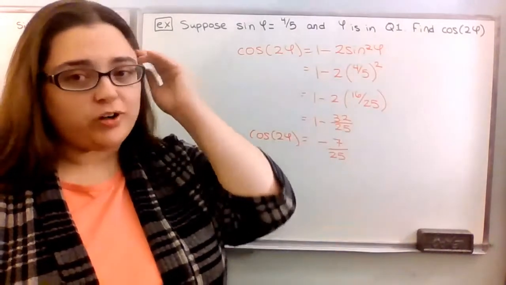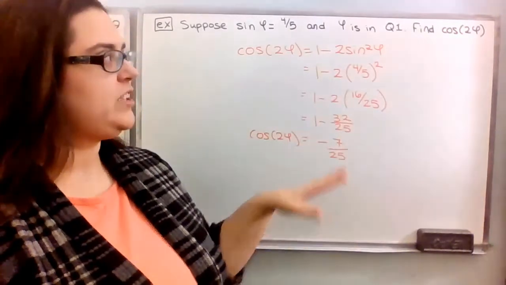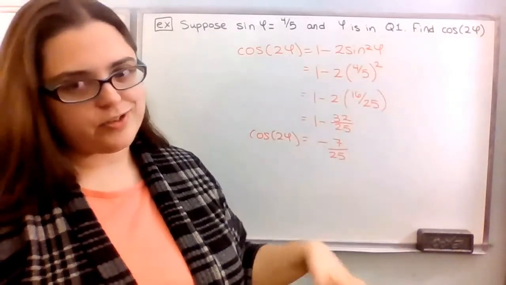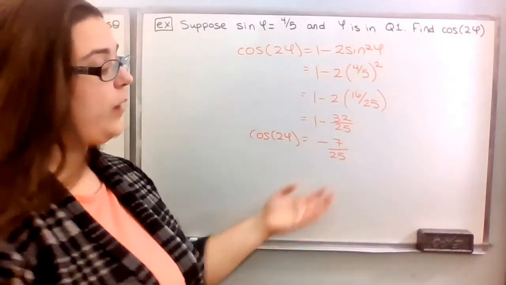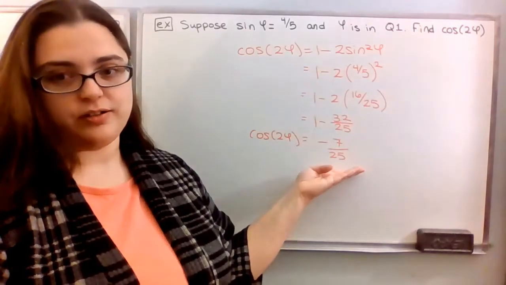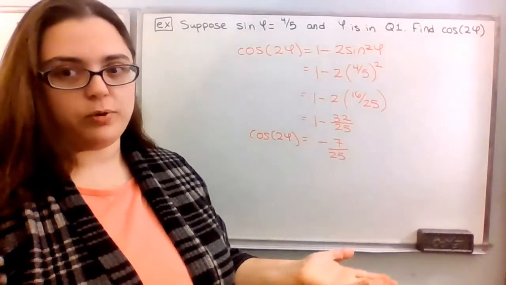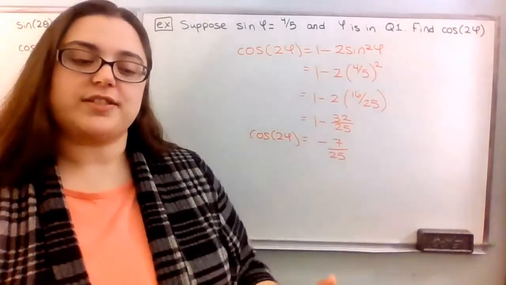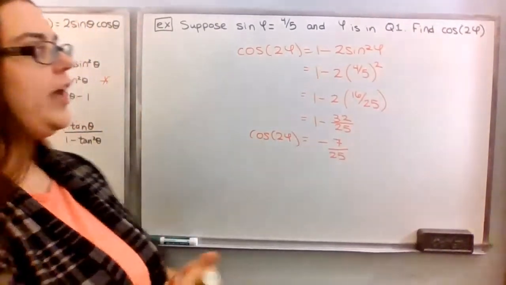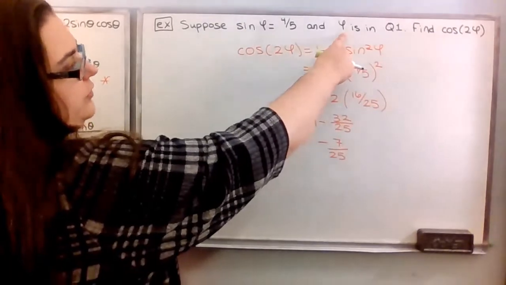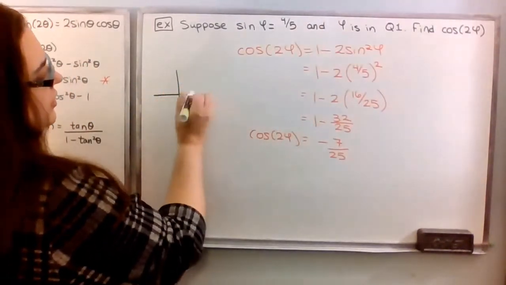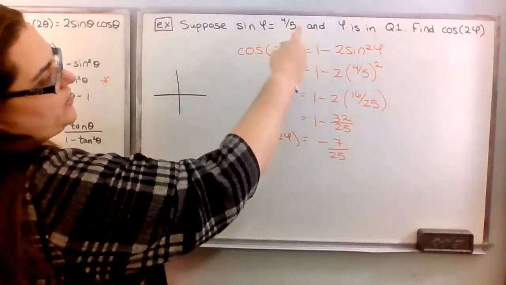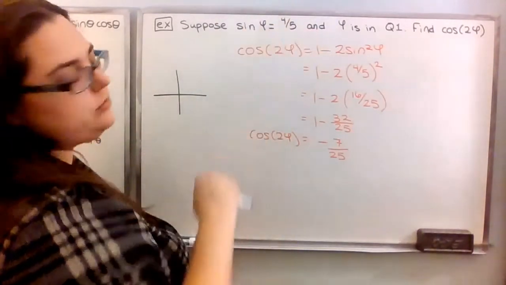Now, you might be wondering, Professor Ed, phi is in quadrant 1, and in quadrant 1, sine and cosine are both positive. So how are we getting a negative answer for cosine of 2 phi? How does that work? So remember, the arguments aren't the same. So if I look at where phi is going to live, let's see. Actually, this is a 3, 4, 5 triangle, right?